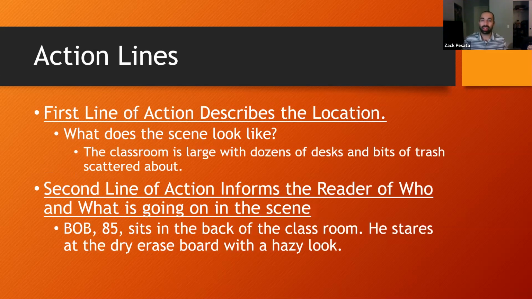Okay, once you write the scene heading, the next thing you write are some action lines, specifically description. So the first line of action after your scene heading is describing the location. So what does the scene look like? You don't have to go super in depth with production design, but just mention some generalizations.